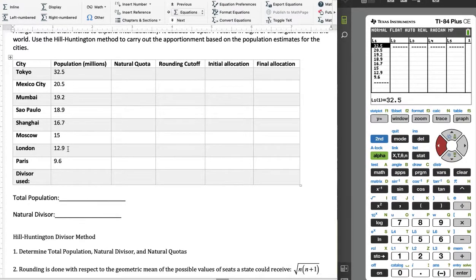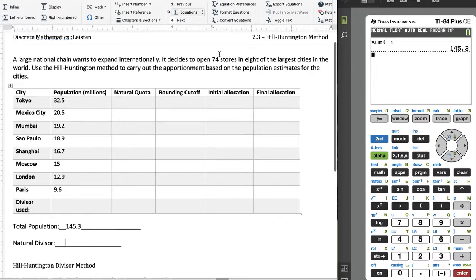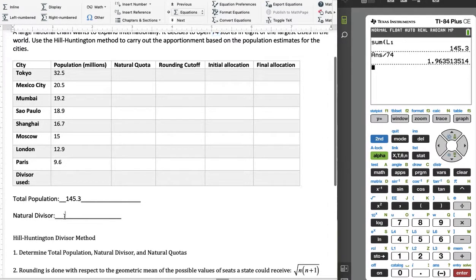Over on the left, we've got our populations. I've got those already entered into the calculator. First thing we do is find our total population in the calculator. I'm going to go through and do that. So total population of 145.3. We find our natural divisor. Natural divisor is the total population divided by the house size. Reading through the example, our house size is 74. So I'm going to divide our total population by 74. We get a natural divisor of 1.96.